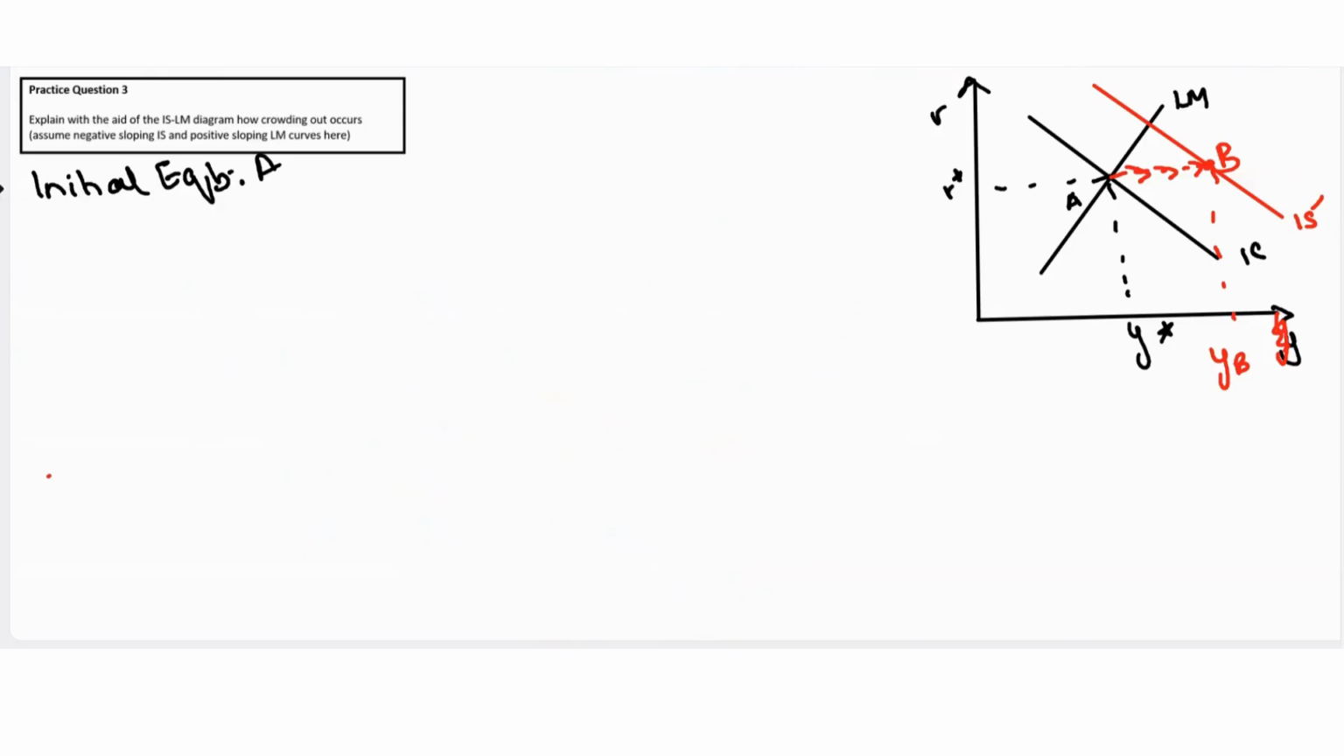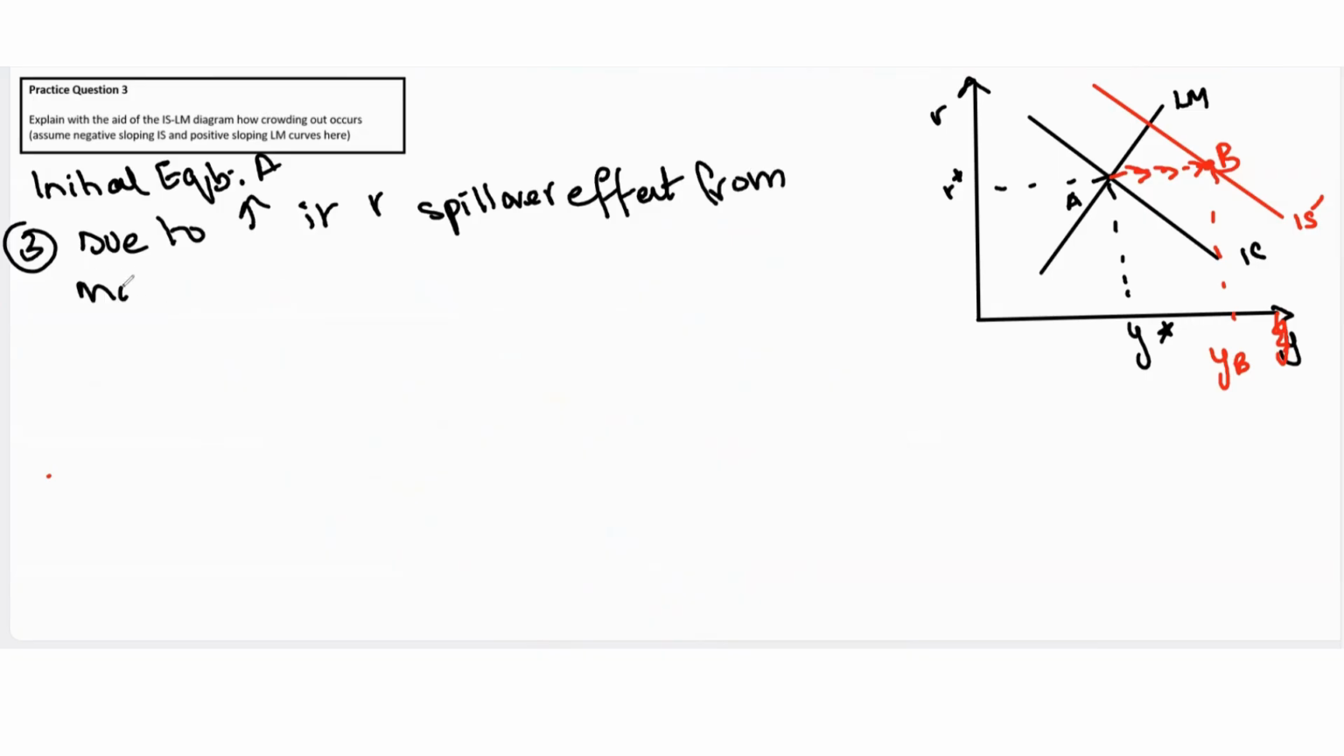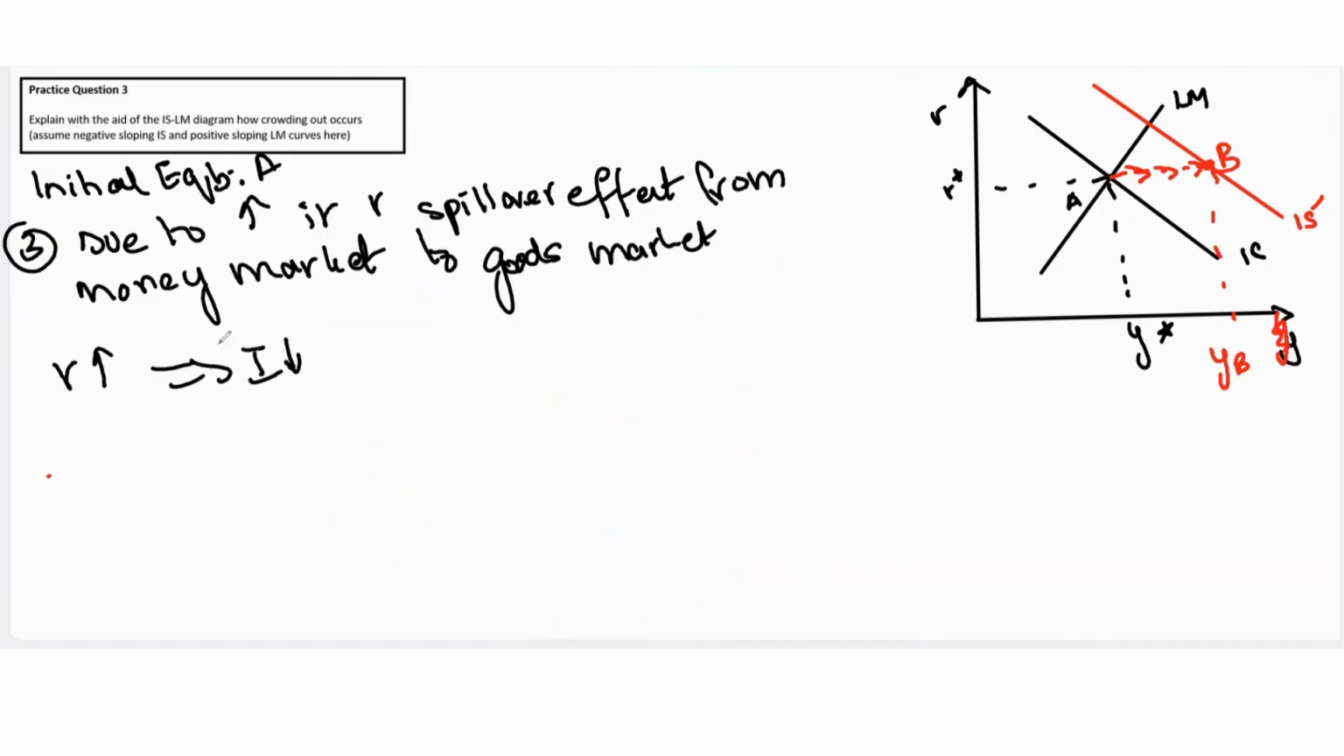So now we're coming closer to explaining crowding out. The third thing is that due to the increase in R, we have a spillover effect from the money market to the goods market, because investment is a function of R. Why? Because when R increases, I goes down. Let's recall that I is a negative function of R, so when R goes up, I goes down. This is essentially where the crowding out is going to come from.